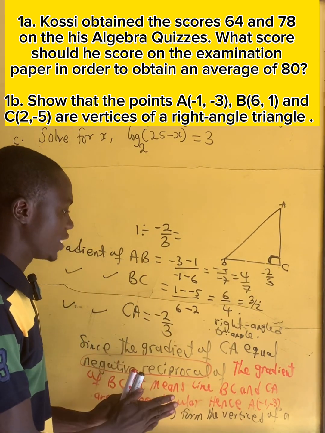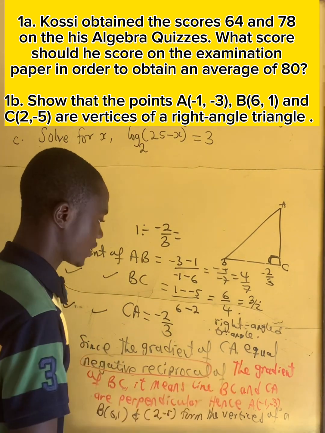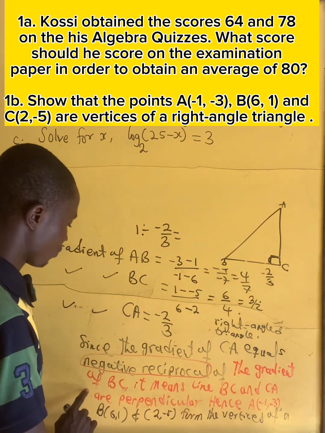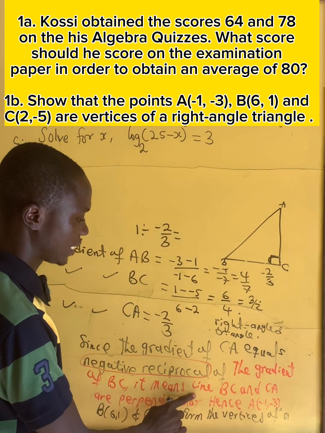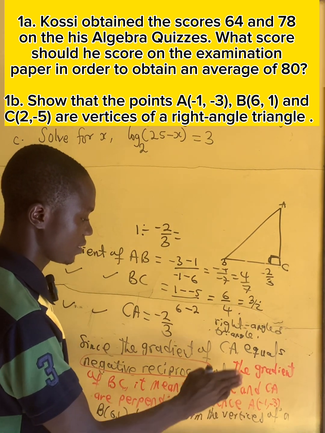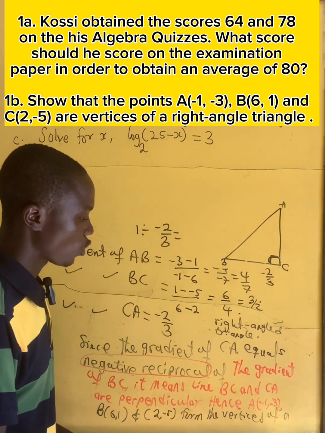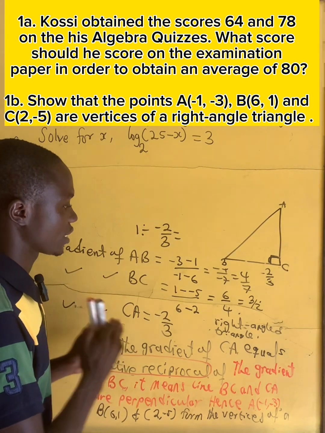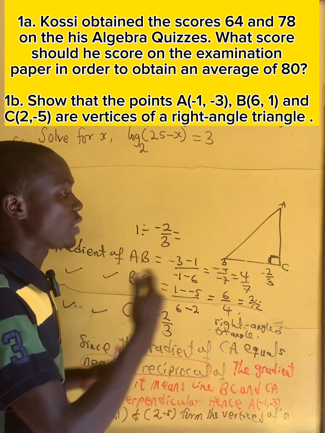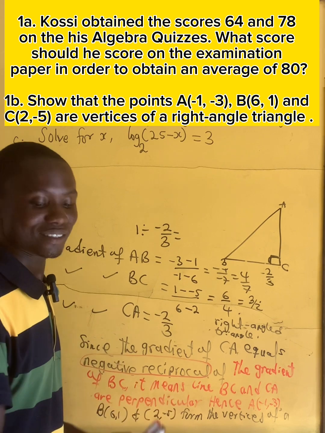So look at how we've concluded it. We've said that since the gradient of CA equals negative reciprocal of the gradient of BC, it means line BC and CA are perpendicular. Hence, the points A, B, and C form the vertices of a right-angled triangle, in a very simple way. We can prove it in a different way, but I think this is a very cool one for you.